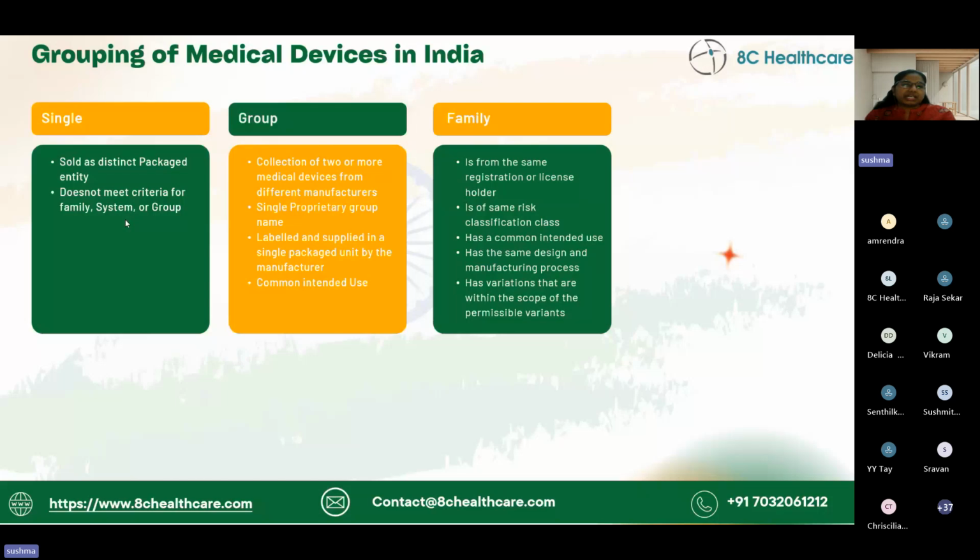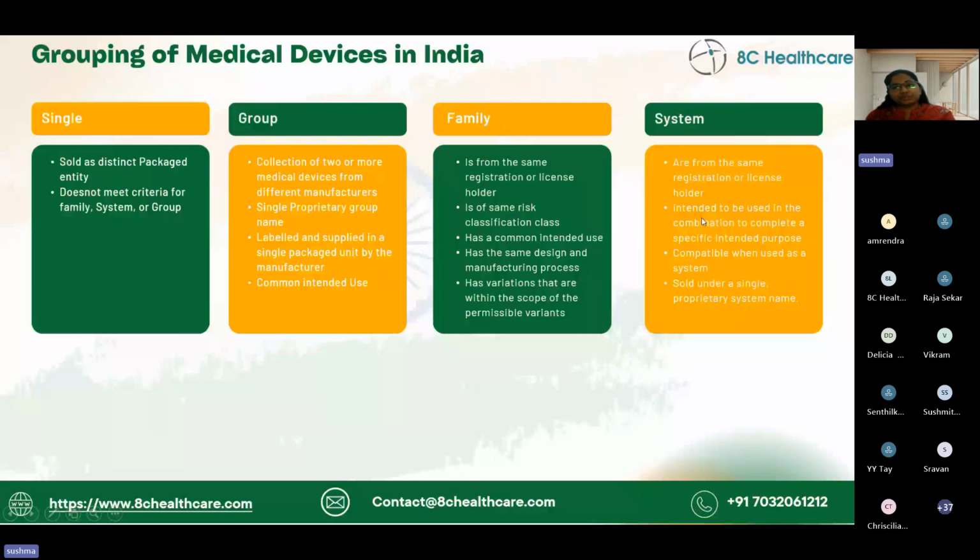If you have devices which are of the same risk class, have a common intended use, and the same design and manufacturing process, and if they have variations that are within the scope of the permissible variants provided by CDSCO, you can group those different products under the category of family. And if you have medical devices which are intended to be used in combination to complete a specific intended purpose, and if they are compatible when used as a system and are sold under a single proprietary name, you can group them under the category system. So these are the four groups provided as per the grouping guidelines for medical devices.